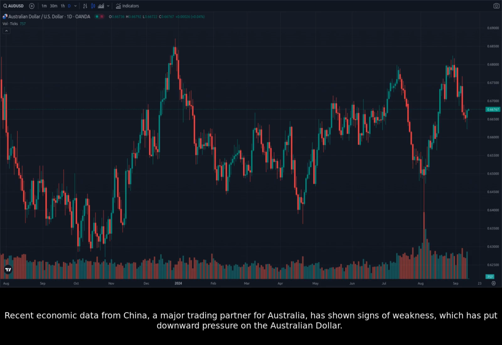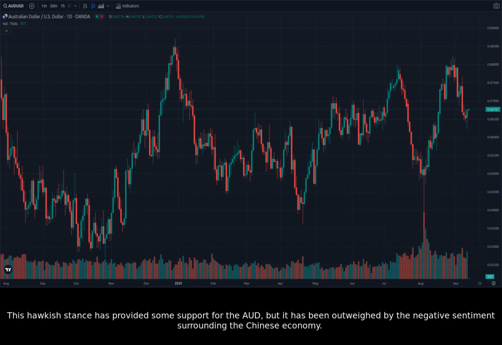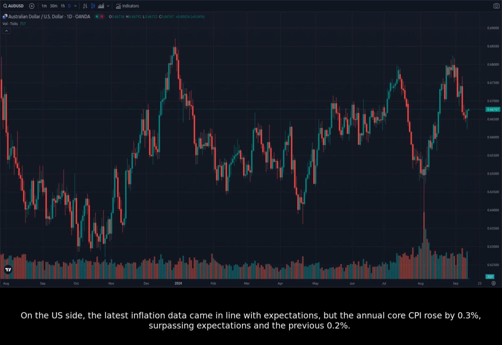Recent economic data from China, a major trading partner for Australia, has shown signs of weakness, which has put downward pressure on the Australian dollar. The Reserve Bank of Australia, RBA, has maintained a hawkish stance, indicating that they are likely to keep interest rates high for the foreseeable future. This hawkish stance has provided some support for the AUD, but it has been outweighed by the negative sentiment surrounding the Chinese economy.